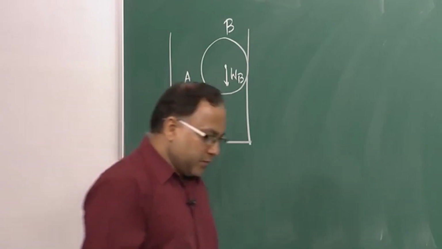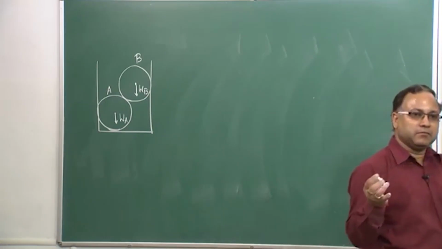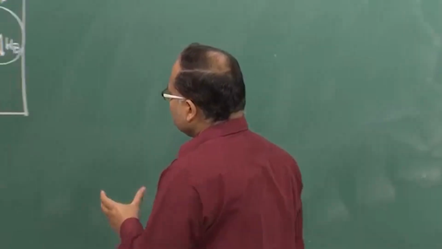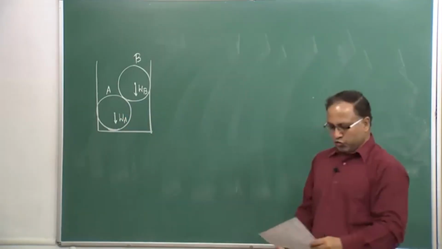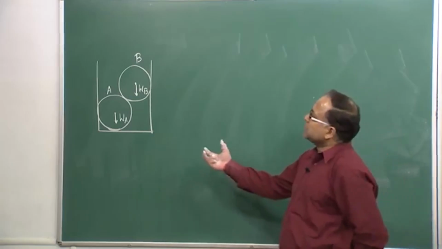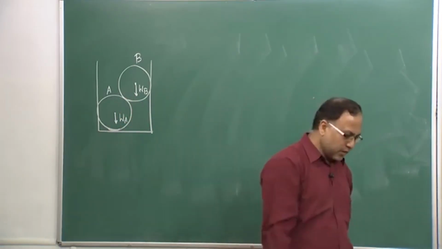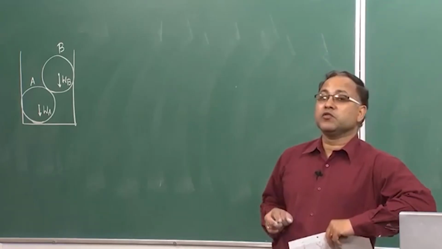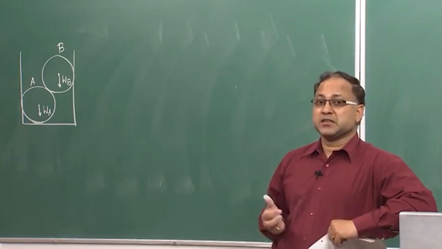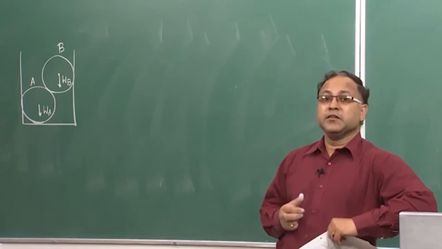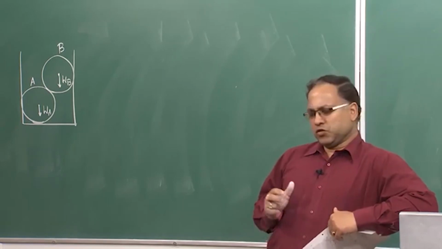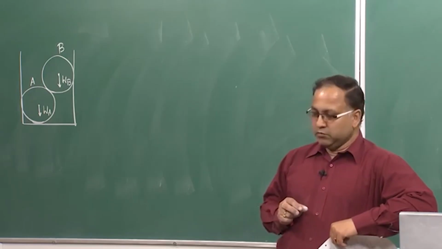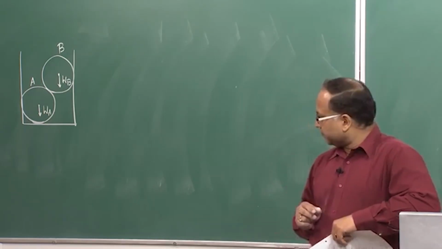So the problem says you have a can, like your Pepsi can or some container, and in that container there are two smooth spheres. So these are two smooth balls resting. You have to analyze how much force is acting on the spheres, or how much force is acting on the container. Whatever externally applied forces are there, you are going to study those forces.